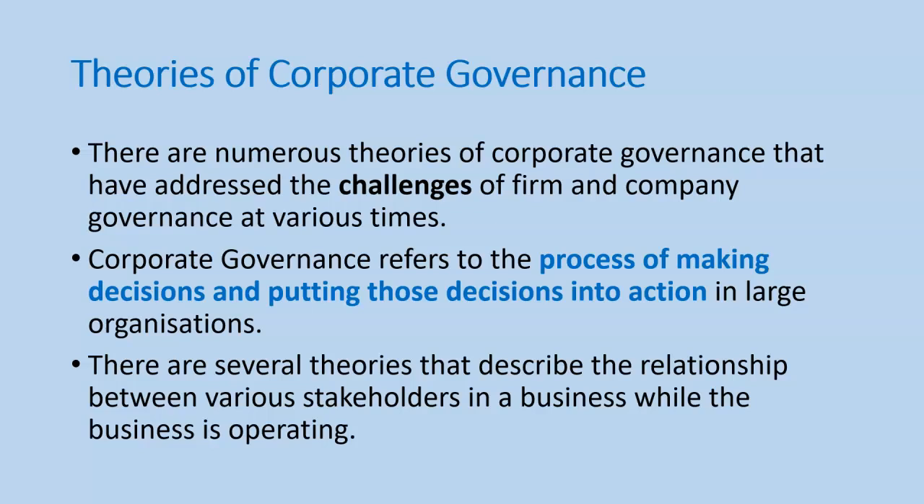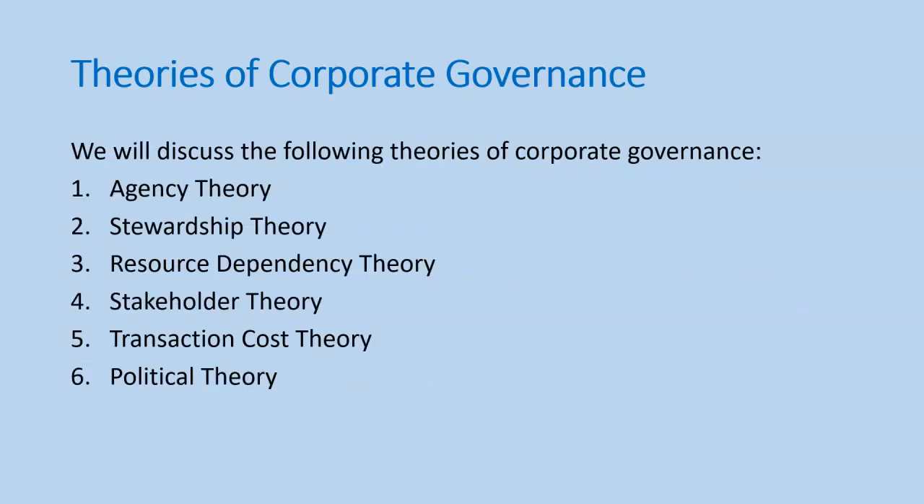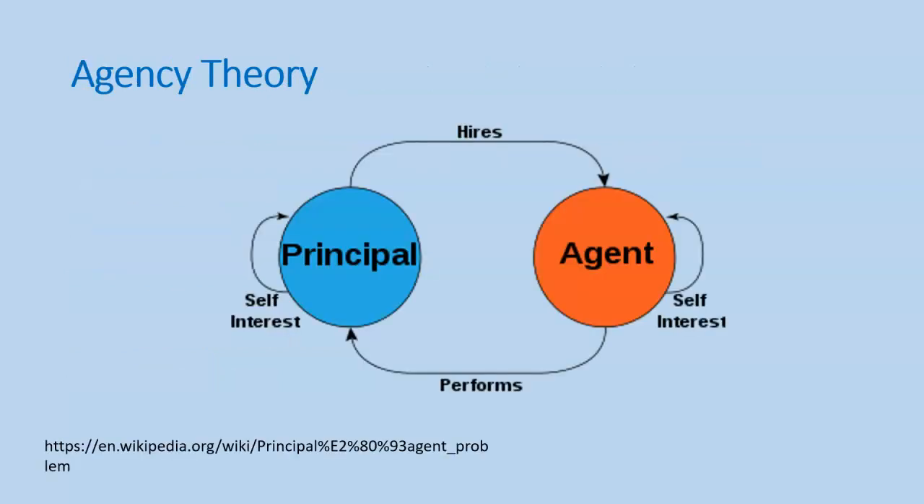There are several theories that describe the relationship between various stakeholders in a business while the business is operating. As we know, there are lots of stakeholders within any organization, like customer, supplier, government, and many others. So we have to align them to get good results. Here come the theories: agency theory, stewardship theory, resource dependency theory, stakeholder theory, transaction cost theory, and political theory.